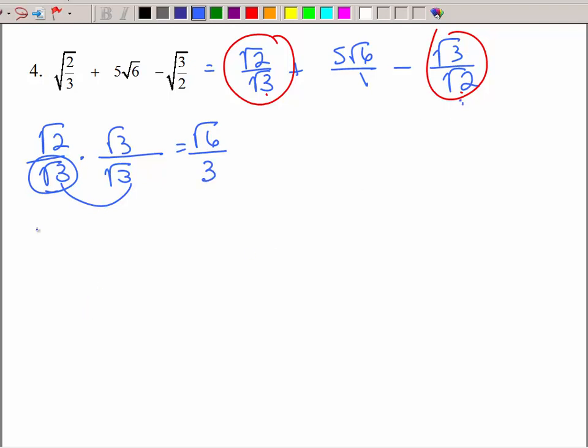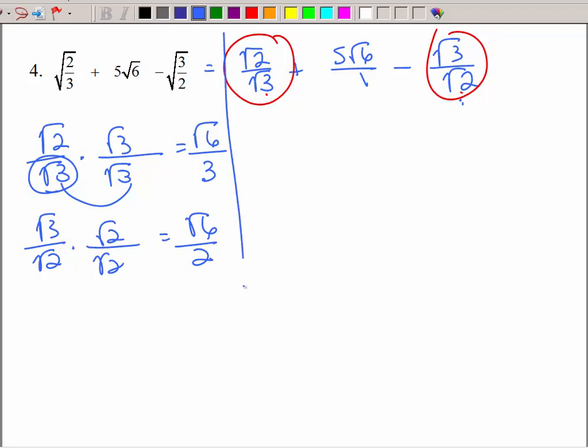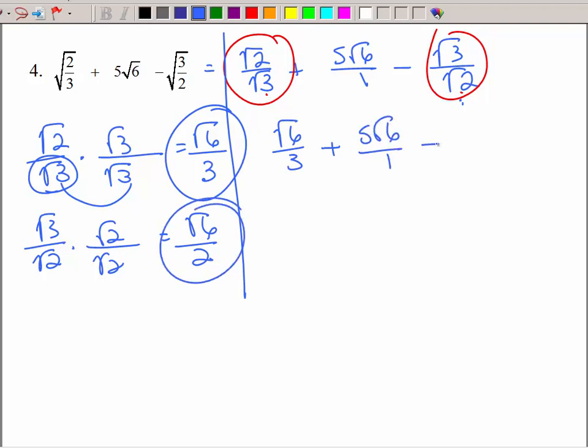Now let's do this one. Square root of 3 over the square root of 2. Almost the same thing, it's just with 2's and not 3's, right? Okay, so this problem becomes the square root of 6 over 3 plus 5 square root of 6 over 1 minus, right, because there was a minus, the square root of 6 over 2. The good news is they're all the same radical, the square root of 6. The bad news is they don't have the same denominator.